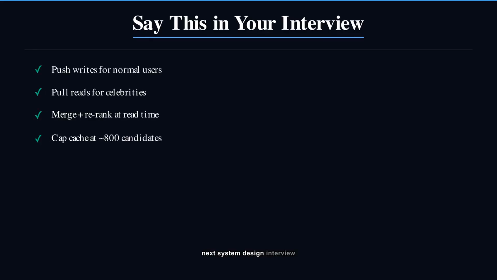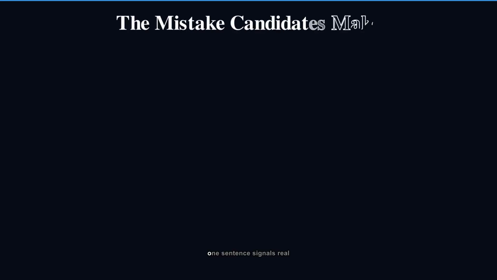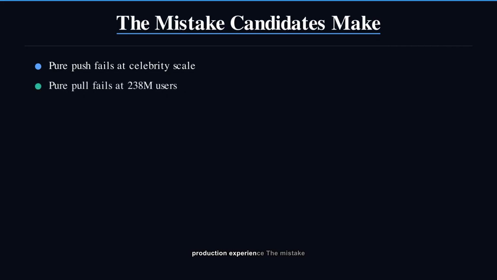In your next system design interview, say exactly this. I'd use fan-out on write for regular users to make reads cheap, with a hybrid read-time merge for high-follower accounts to avoid a write storm. That one sentence signals real production experience.